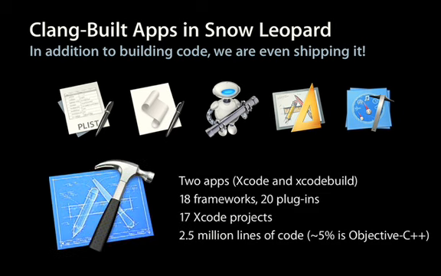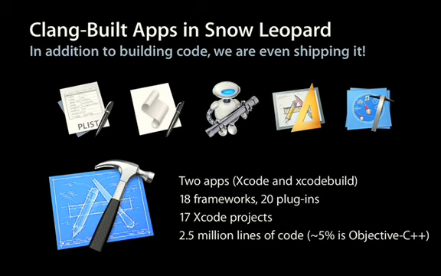Well, just so you have an idea of what Xcode entails, right? Xcode is not a small app. Xcode is 2 apps with 18 frameworks and 20 plugins. The source base is built out of 17 Xcode projects, and it's over 2.5 million lines of code. This is a major real-world app. This is the real deal.